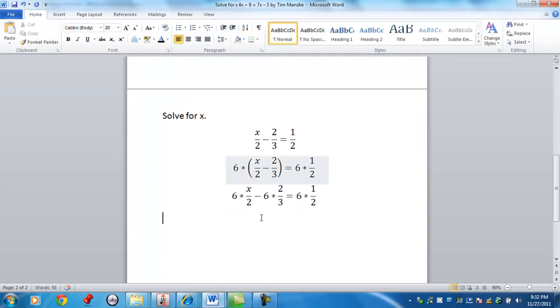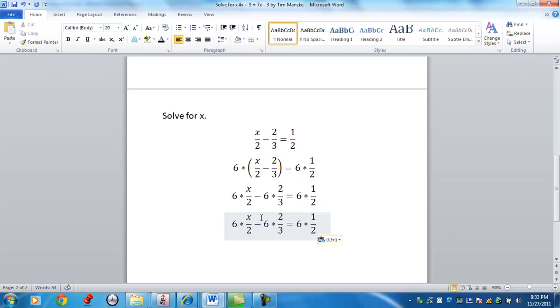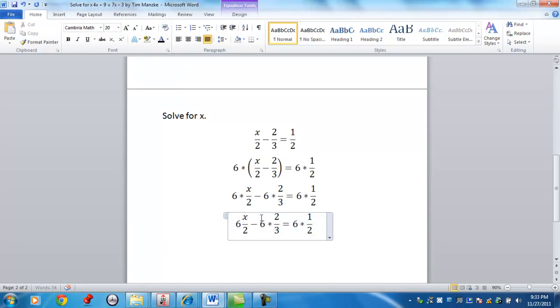Using the distributive property, I'm going to multiply 6 times each fraction. Instead of saying 6 times x over 2, that's going to be the same as 6x over 2. Instead of saying 6 times 2/3, that's the same as taking 6 times 2, which is 12, over 3. And on the other side, we have 6 times 1, which is 6, over 2.